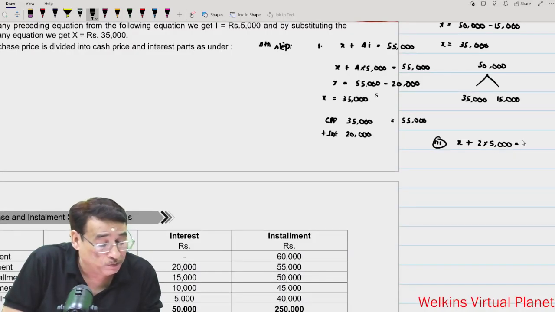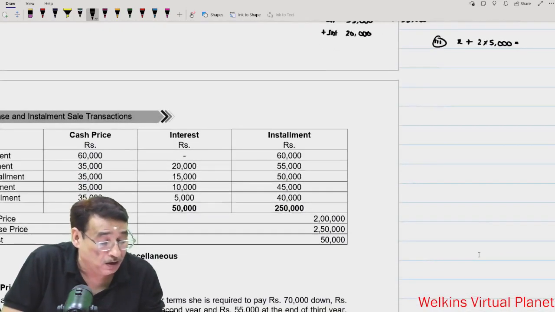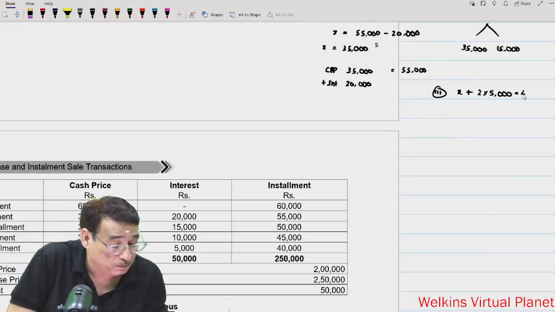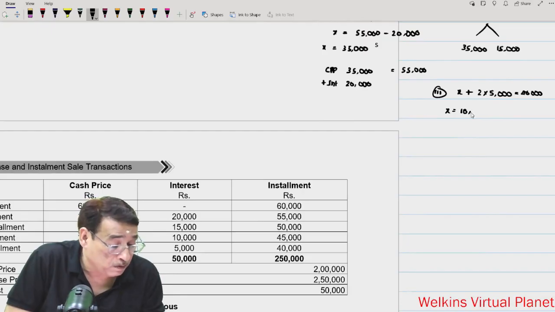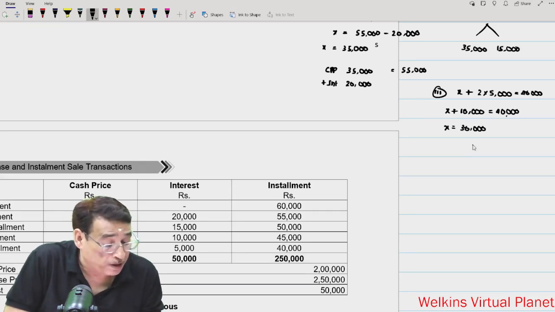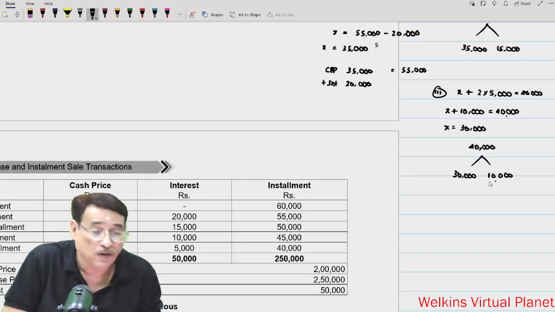Which is equal to what is the cash price portion? What is the total installment amount? That is 40,000. You simply write here 40,000. So x plus 10,000 is equal to 40,000, or x is equal to 30,000. X means cash price. So out of 40,000, we may say that 30,000 is your cash price portion and 10,000 is interest. Is it clear to you?